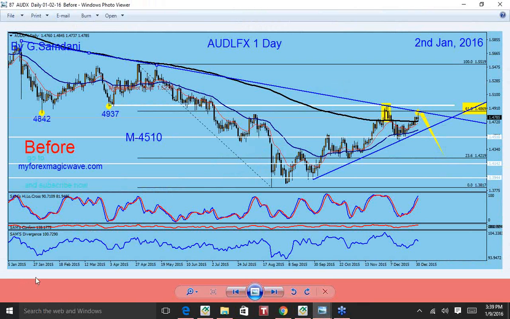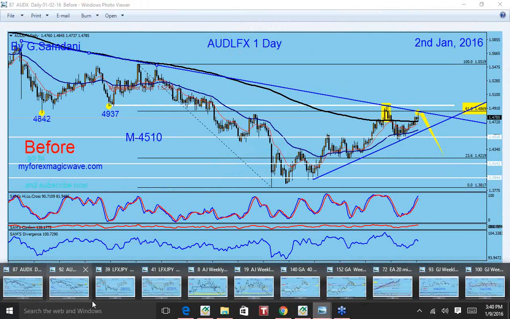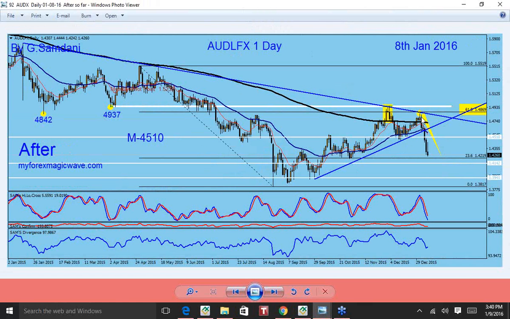So first, let me show you what happened to this Aussie dollar index over the week. See, I was pointing here, and this is the after chart, after the end of it on the Friday, it is here.